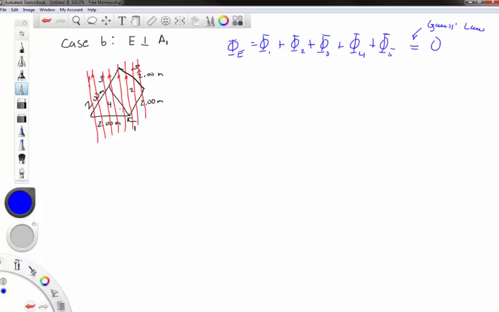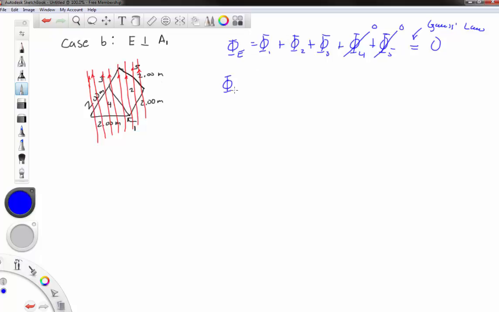Looking at the diagram, these are again parallel to face 4 and to face 5. Which means that they're perpendicular to the area vectors, so both of these terms are in fact 0. These terms are all non-zero.